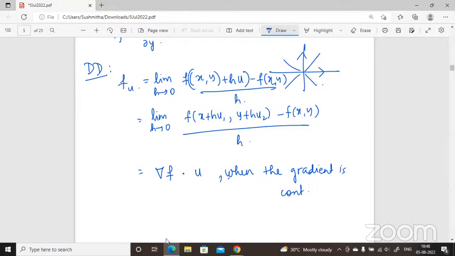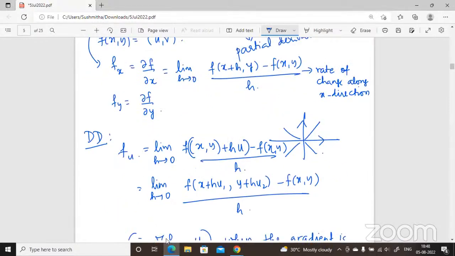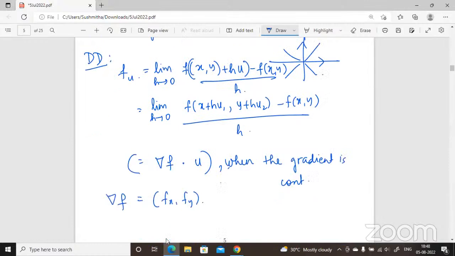Continuous at whatever is the point of evaluation. So yeah, this is a much simpler way to evaluate the directional derivative. And what is the gradient? Fx comma fy. Yeah, it is the vector of all partial derivatives. Since here we have a function of two variables, it's just going to be fx comma fy.